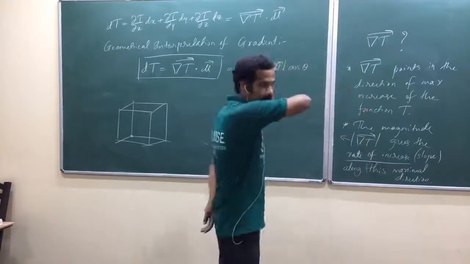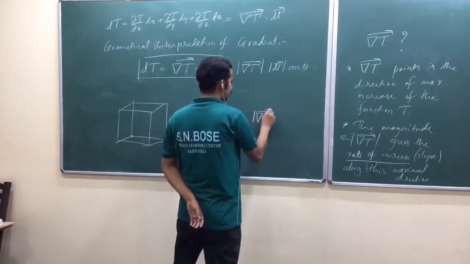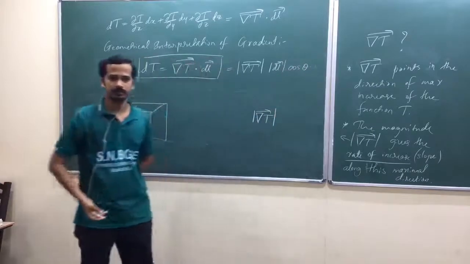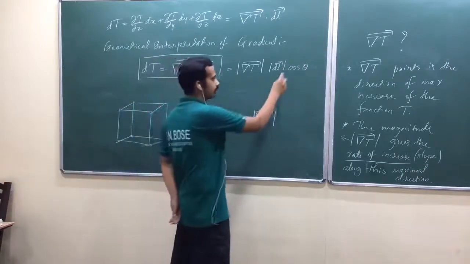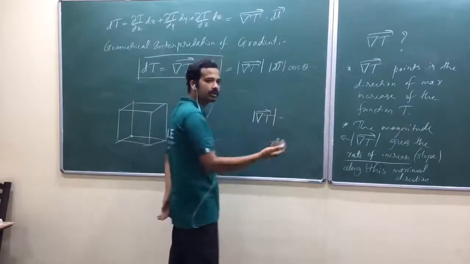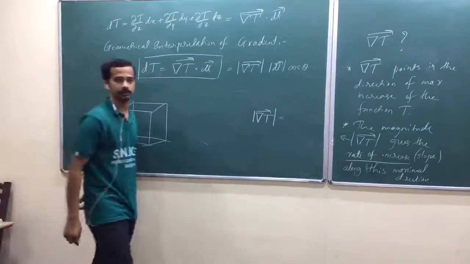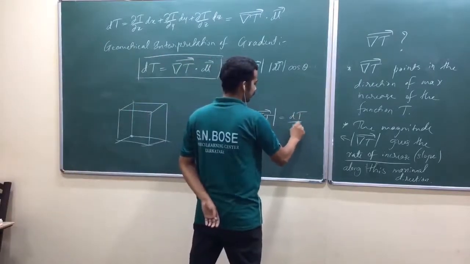Whenever you want to define the magnitude of the gradient of T, you have to get rid of this theta part. Simply, when you want to define this one, you have to get rid of the theta part. Then what will you do? Theta equal to 0, or you can take 180 degrees also, cos theta equal to minus 1. So now that's equal to dT by dl vector.